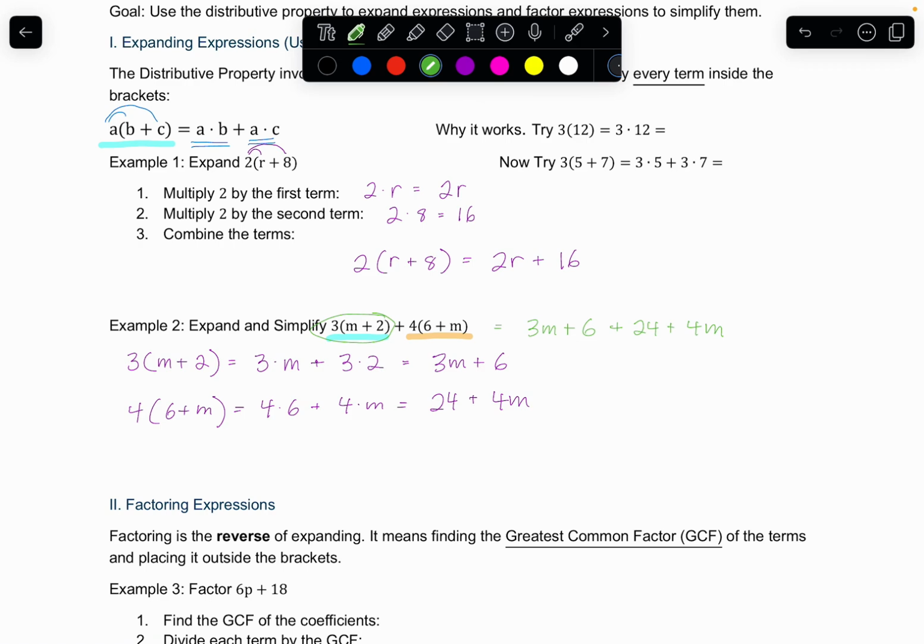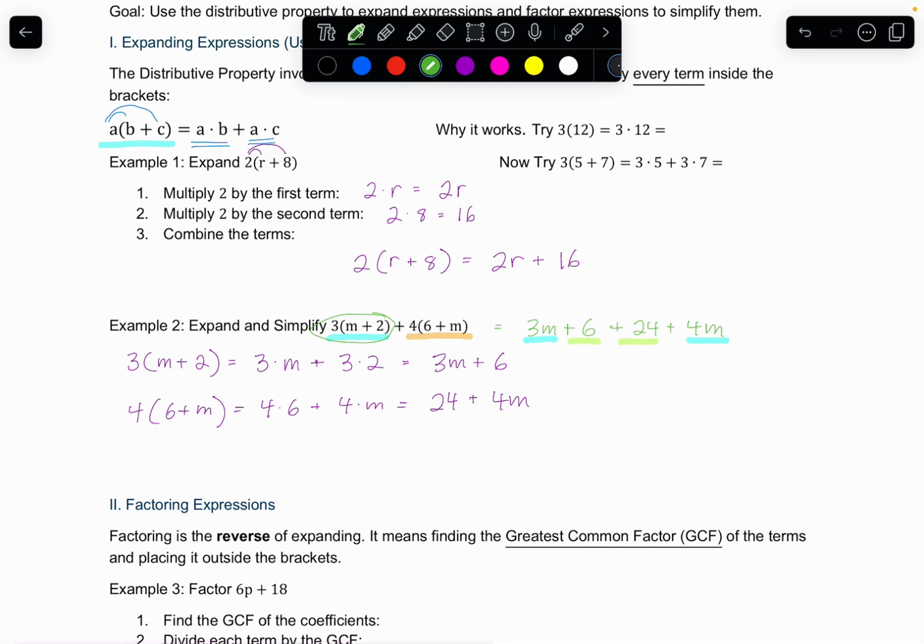Now we're almost done, but we're not quite done. So we've used the distributive property to expand, but now we have to combine our like terms. In this case, our like terms are this 3m and 4m, and then 6 and 24 are like terms. So we'll put each of these together.